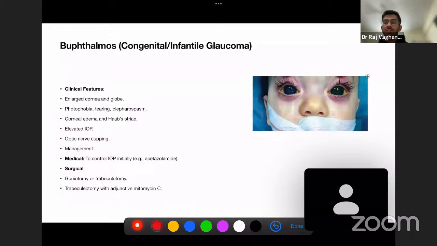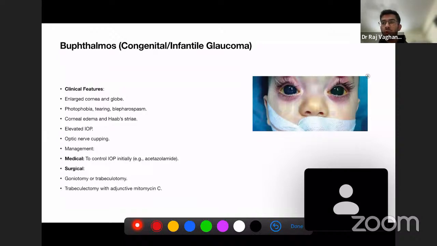Now, this was about angle closure glaucoma. Now we will be discussing buphthalmos. What is buphthalmos? Buphthalmos is a congenital or infantile glaucoma, glaucoma in neonatal infants. What are the clinical features of buphthalmos?